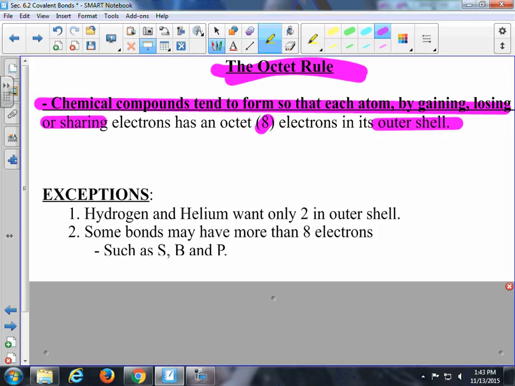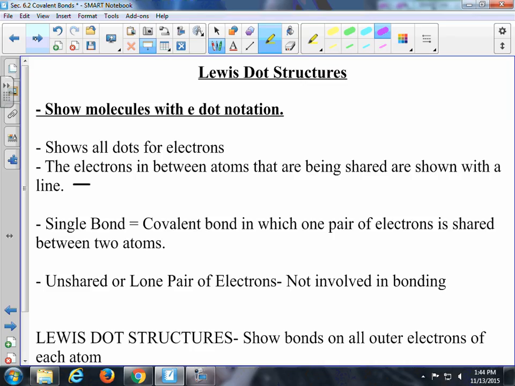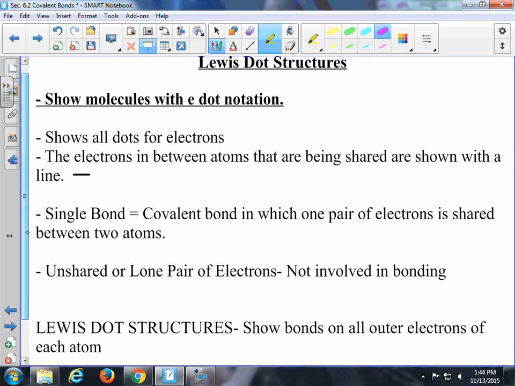There are a couple exceptions to the rule. Hydrogen and helium only want 2 in their outer shell. The second exception, which we are not going to talk too much about right away, comes from sulfur, boron, and phosphorus. But for our initial practice, we are going to have 8 electrons in every atom. Now, some review on Lewis dot structures, and then we're going to practice how to do them.